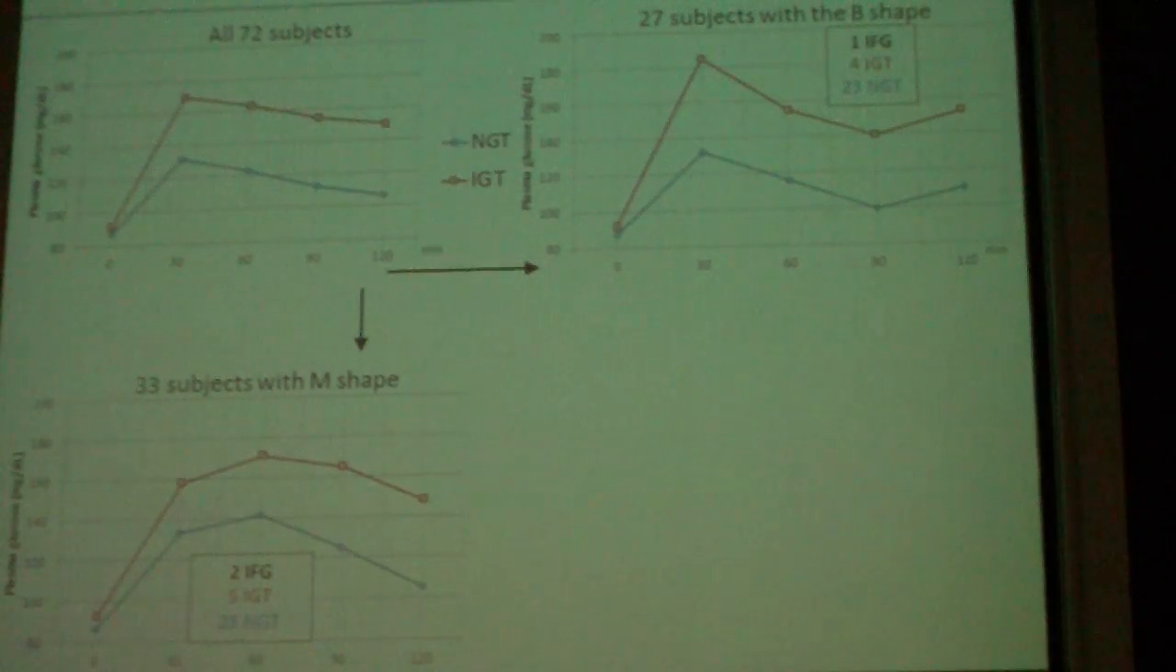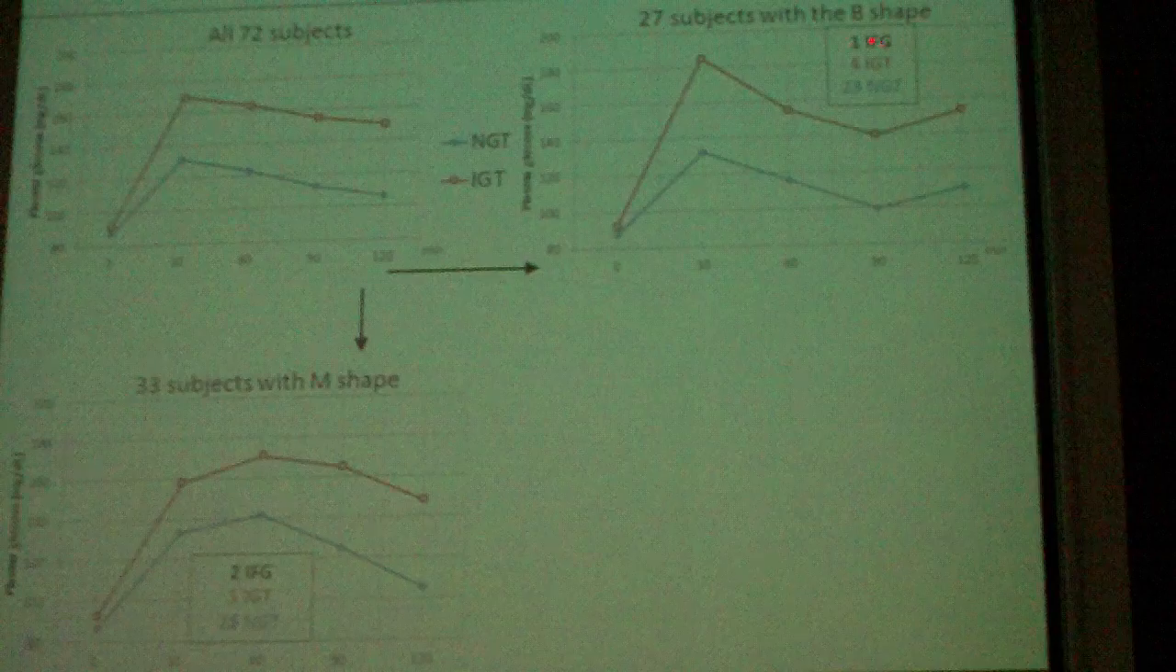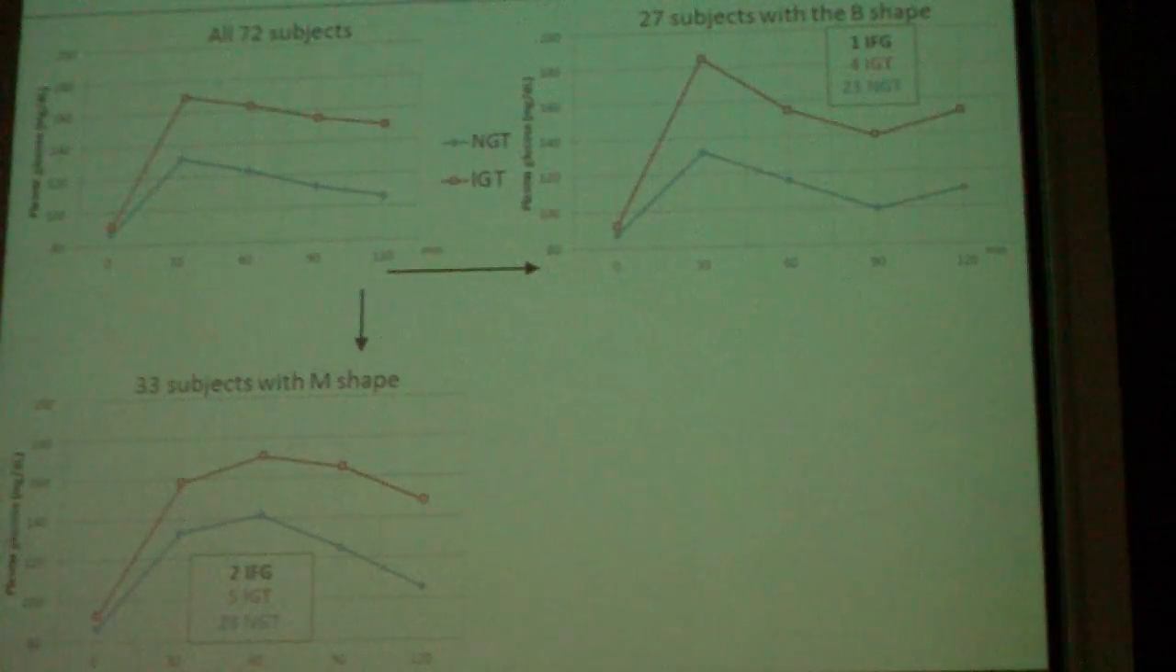So we saw that of all 72 subjects, most had a monophasic shape. So it increased and again decreased. And we saw that seven subjects had pre-diabetes or a disturbance in their glucose tolerance. In the biphasic shape, we saw that 27 subjects had the biphasic shape, and fewer, like 5 subjects, had an impaired glucose tolerance.